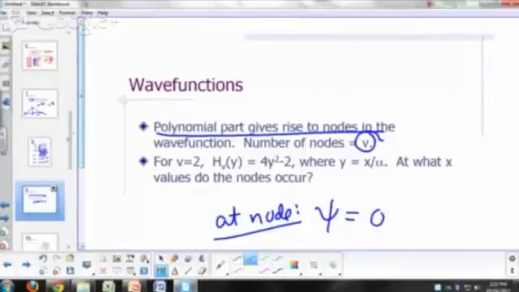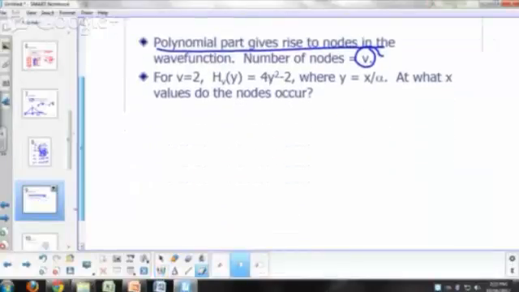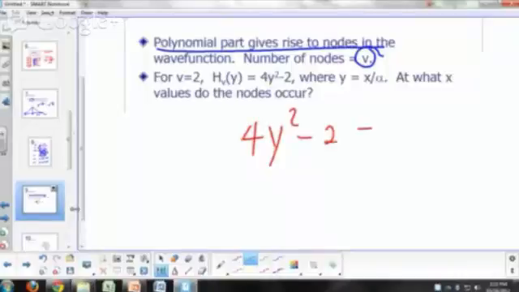So here's an example. For v equals 2, the Hermite polynomial, the polynomial part of your wave function, is given by 4y squared minus 2, where y we said is x over alpha. So where would these nodes occur? When 4y squared minus 2 is equal to 0, y is going to be equal to, what would it be?